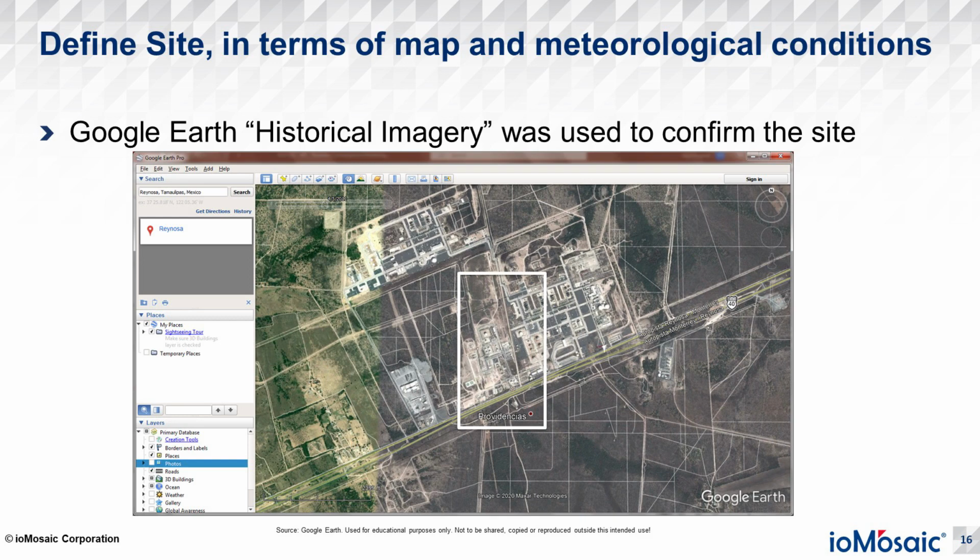And actually, Google Earth, they update the images from time to time. So this facility has changed since 2012. So I was able to use a historical imagery feature in Google Earth and go back to the image from 2012. So that's the site where the incident occurred.